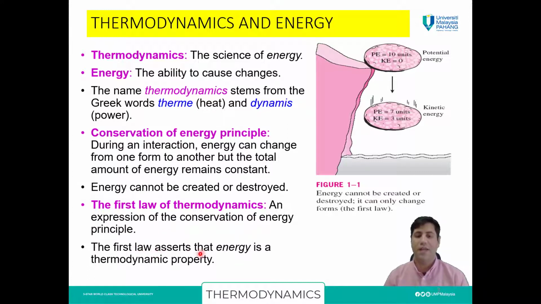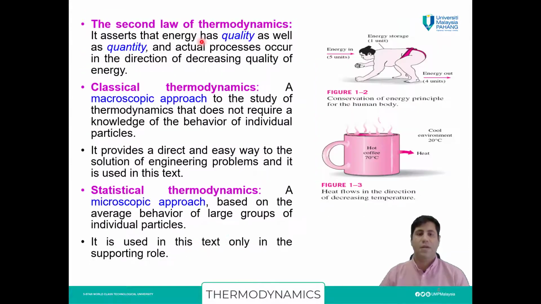The first law asserts that energy is a thermodynamic property. As you can see here, it deals with energy. And the second law of thermodynamics, which is also important, asserts that energy has quality as well as quantity. An actual process occurs in the direction of decreasing quality of energy. In other words, in a system, the quality of energy always decreases until it reaches some equilibrium condition with its surroundings. Later we will see what is surroundings, what is system.